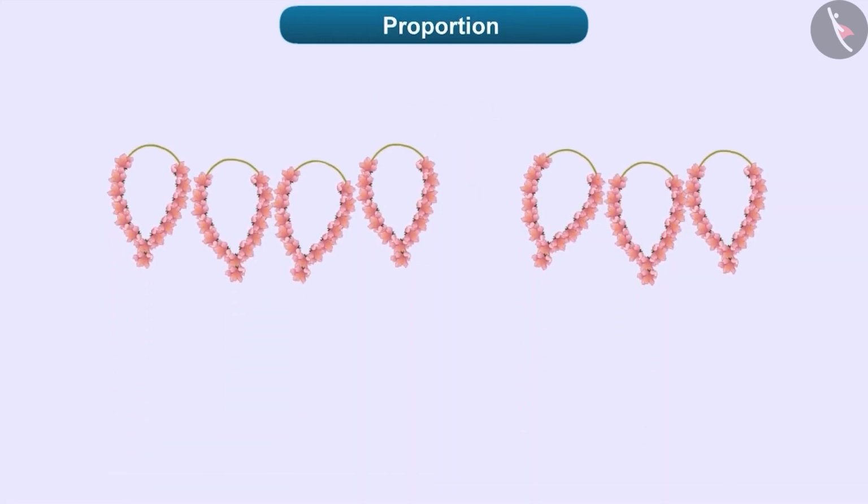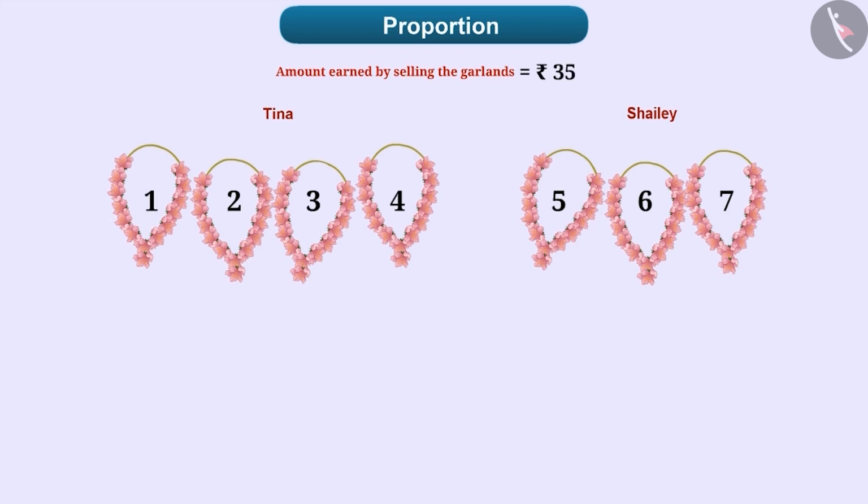Let us understand proportion with another example. Tina and Shelley have made 7 garlands together. They earned ₹35 by selling them. Since Tina has made 4 and Shelley has made 3 garlands, how many rupees should Tina and Shelley get? We can divide 35 rupees into two equal parts. Then each part will be 17.5. In this way, Tina can get 17.5 rupees and Shelley can get 17.5 rupees. But will that be correct? Think for a while.